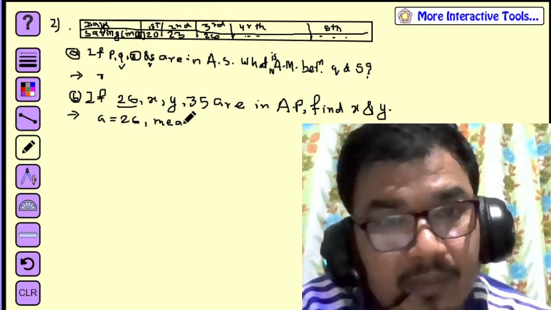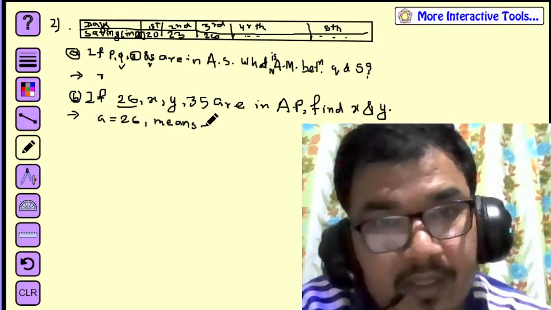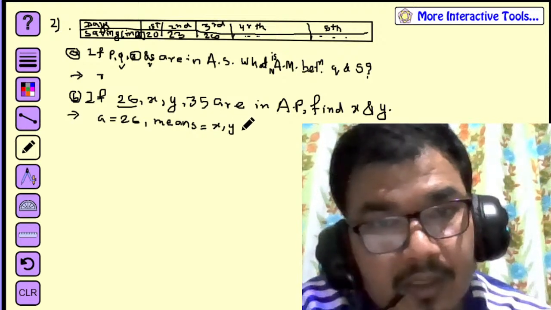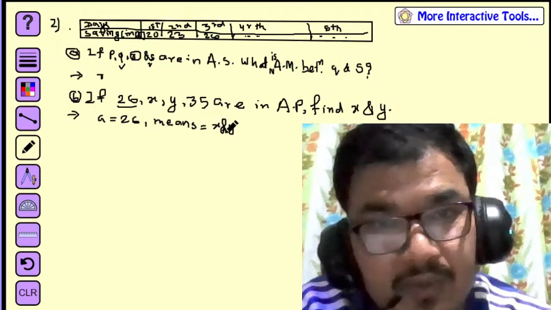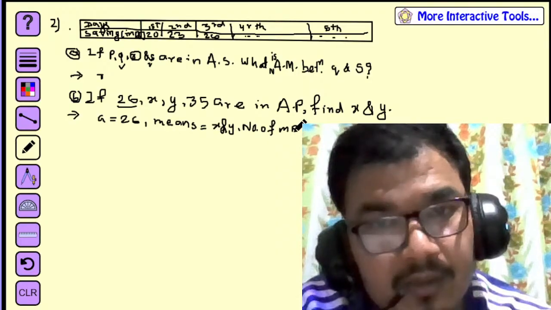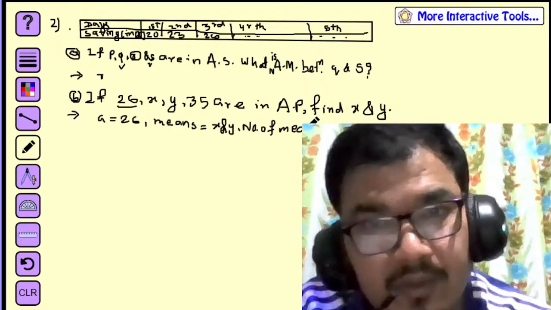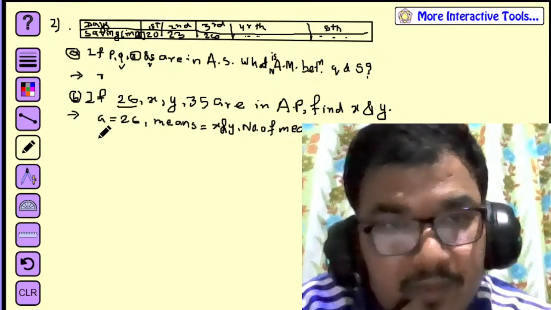The means here are x and y. That means there are two means, x and y. That's why the number of means we write here is 2. In this case, we find the common difference by using this formula.